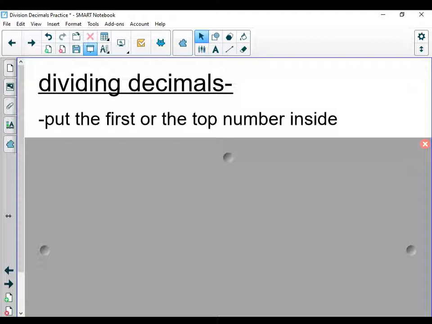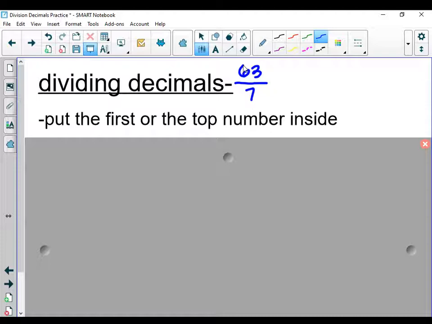And then we have a couple reminders to write down before we do the practice problems. So, dividing decimals, the first reminder is to put the first or the top number on the inside. So, I'm just going to write two easier examples, facts that you might already know. 63 divided by 7.